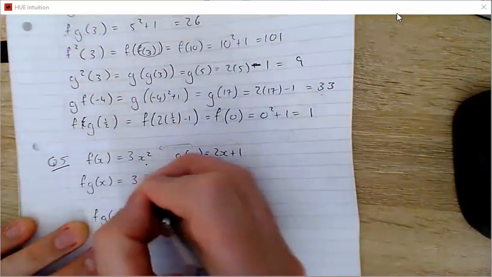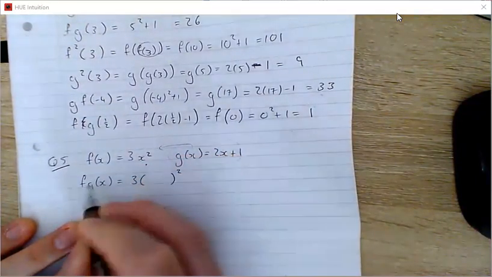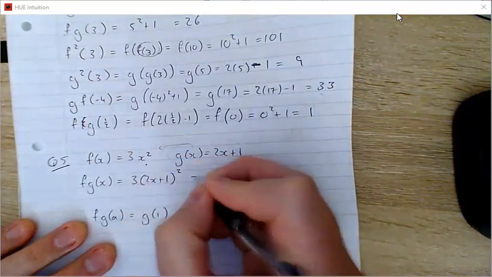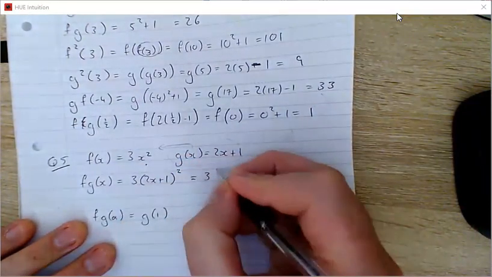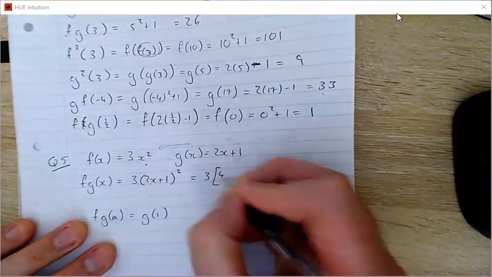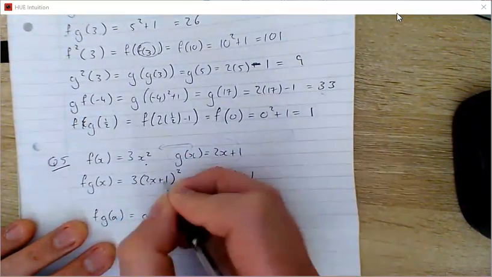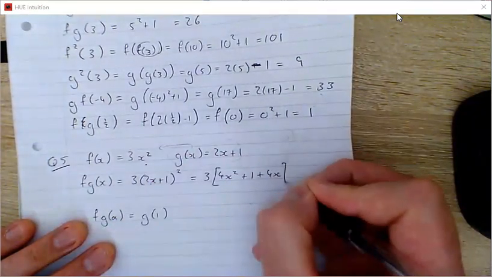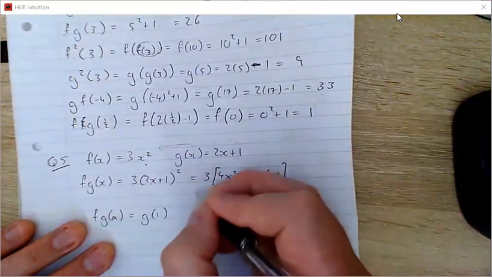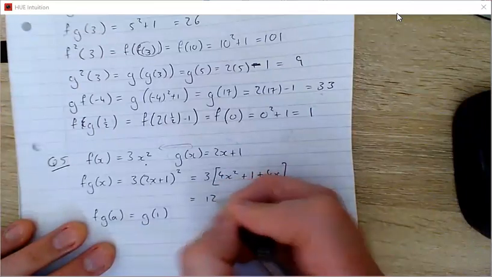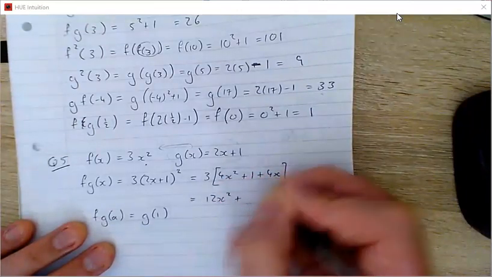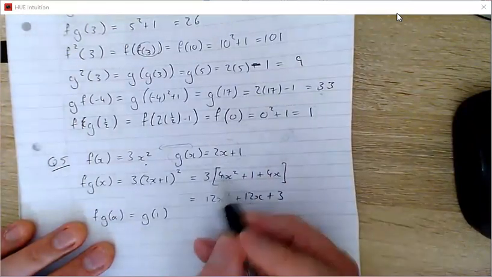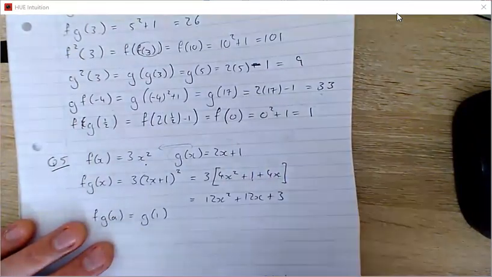So we're going to get 3 times x squared, but instead of x, we're putting in 2x plus 1. And that's going to be 3 times: square the first, 4x squared; square the second, 1; twice the product is 4x. So you get yourself 12x squared plus 12x plus 3. Right, 12x squared plus 12x plus 3.